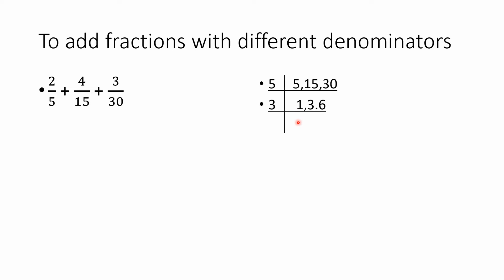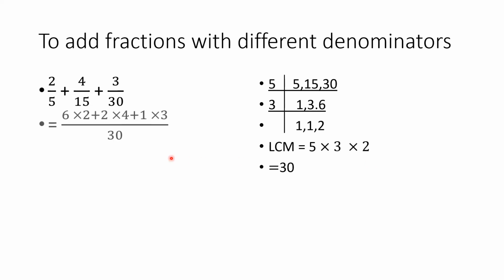We will write 1 as it is. 3 ones are 3 and 3 twos are 6. Now there is no common divisor of any two numbers except 1. So we will stop here and we will find the LCM. 5 multiplied by 3 multiplied by 2, which equals 30. Right? Now the LCM is our new denominator.